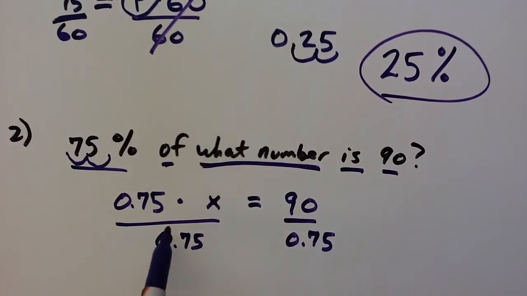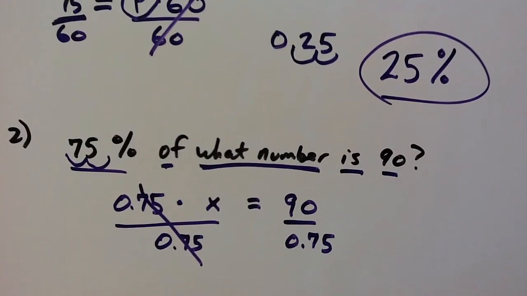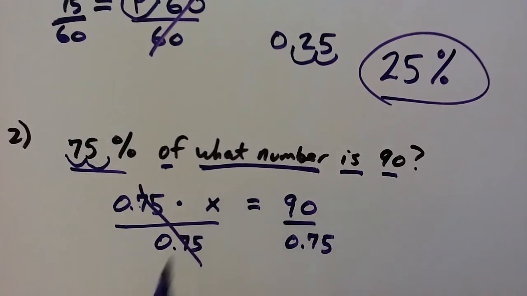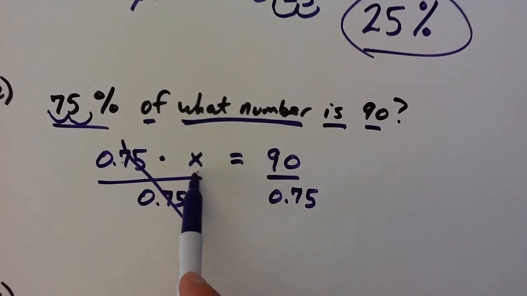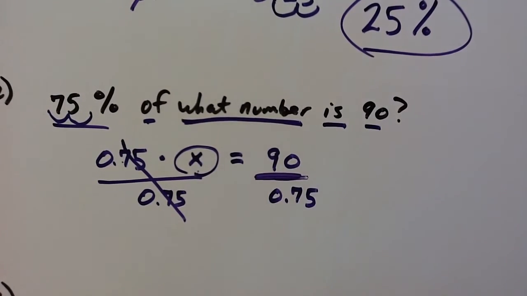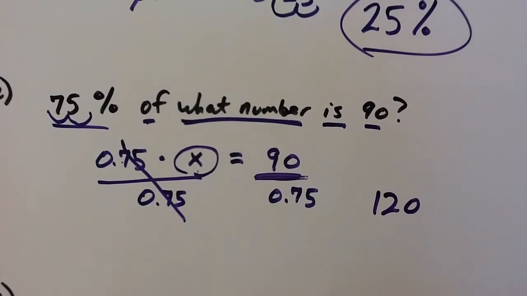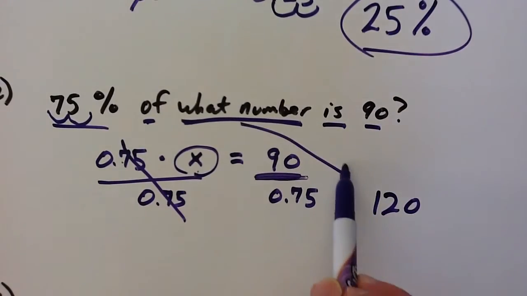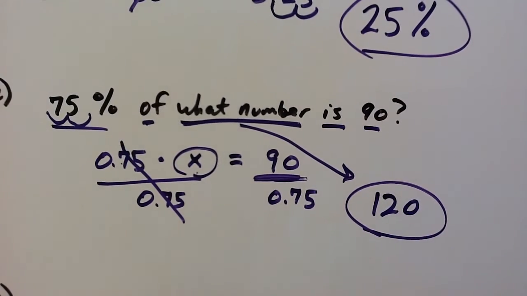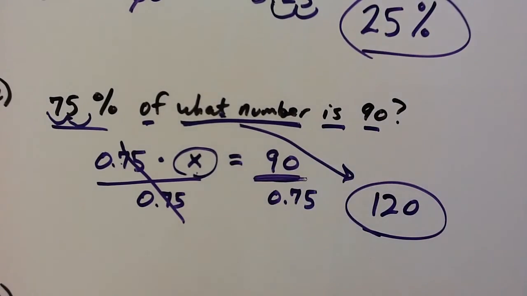When I divide by 0.75, these 0.75 simplify to 1, because 0.75 divided by 0.75, that's 1 times x, or just x. And so x, my unknown number, is equal to 90 divided by 0.75. You put that into your calculator and you would get 120. The unknown number is 120. So 75% of 120 would be 90.